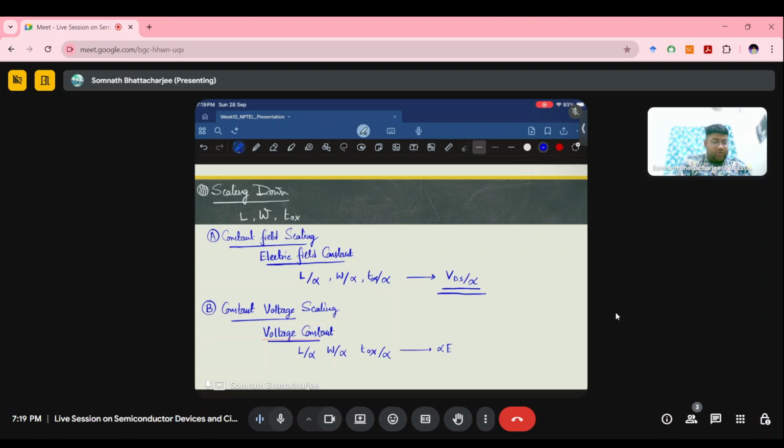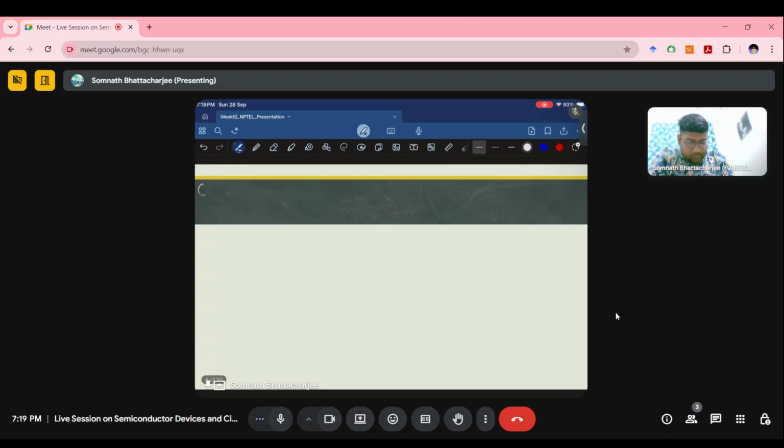Now, based on this kind of scaling down, there will be key changes to the key parameters, that is the mobility, the VTH and everything. So now we need to learn how much the change in W, change in L, and change in TOX changes these values. So we need to know the effect of scaling down on threshold voltage.